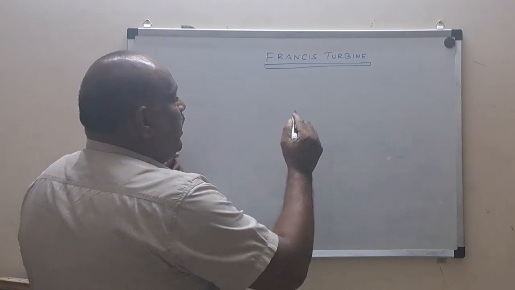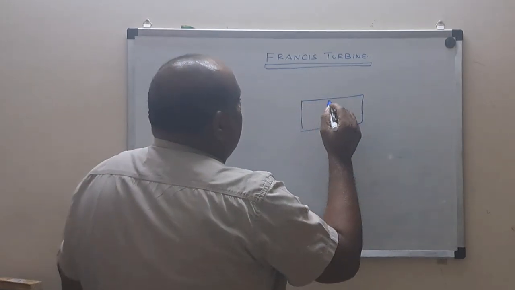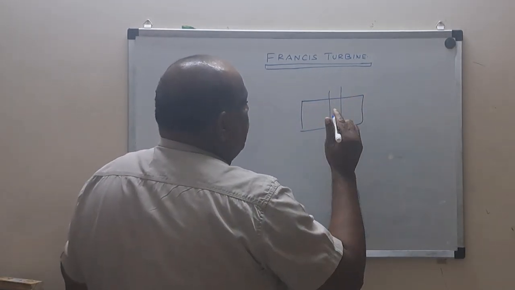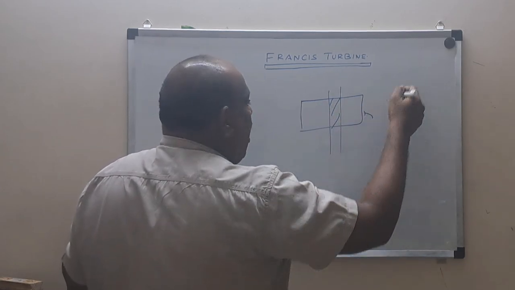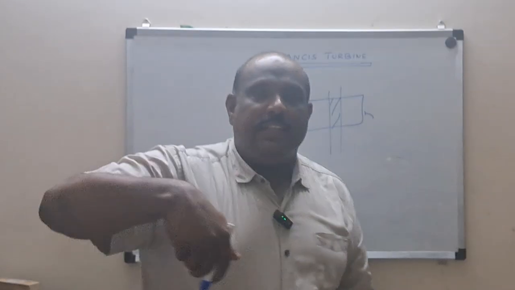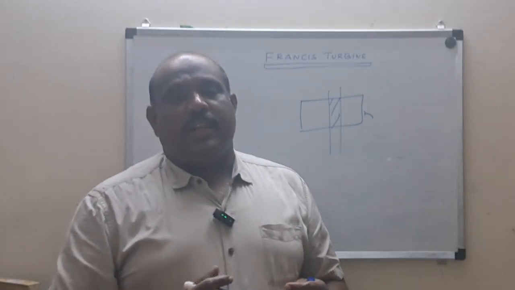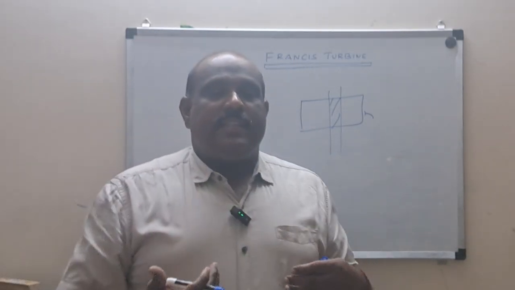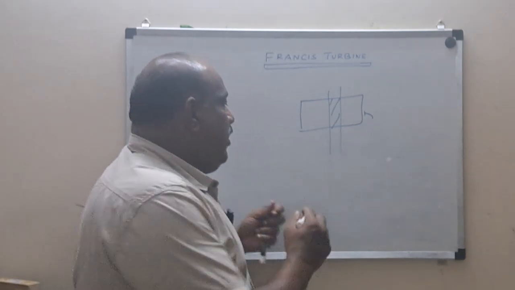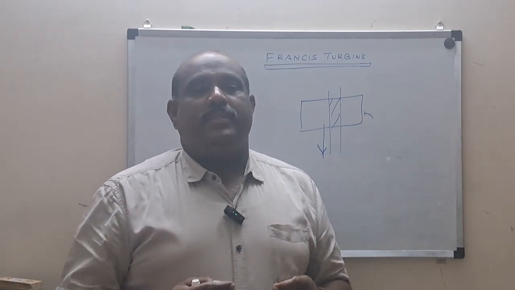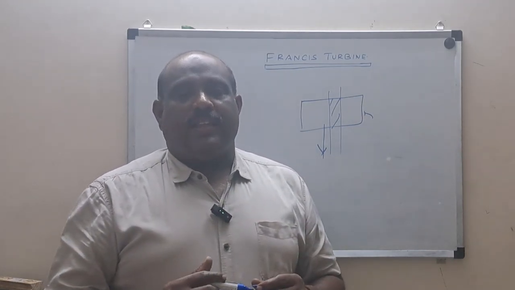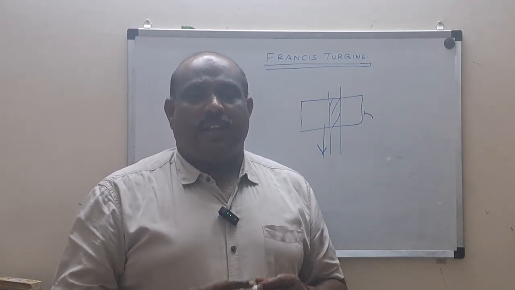So this is the shaft, and these are the blades. The water will be entering all over the circumferential direction, in the radial direction, in all 360 directions. The water will enter inside these vanes and it will leave axially out. So that is the working principle of the Francis turbine.